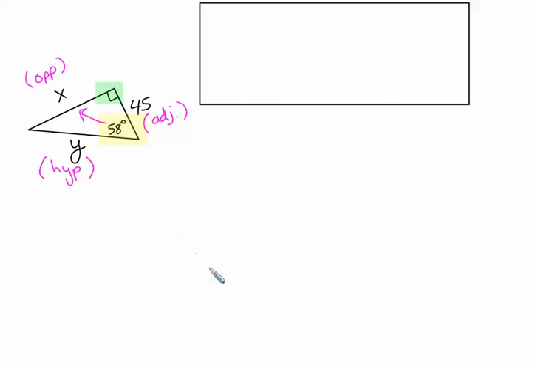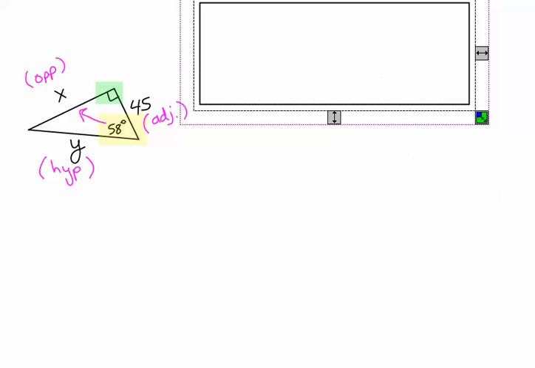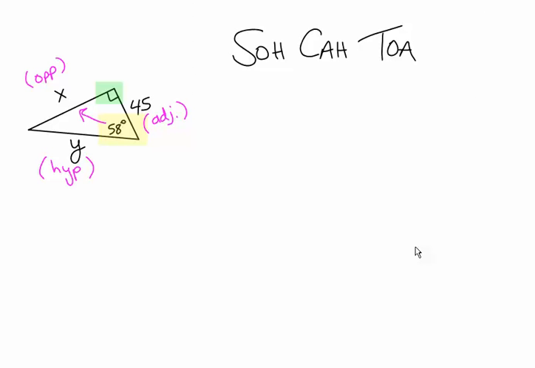Once we have those items labeled, we need to remember the mnemonic device to help us with trig ratios, SOHCAHTOA, where the first letter stands for the item. So sine is the opposite over the hypotenuse, cosine is the adjacent over the hypotenuse, and tangent is the opposite divided by the adjacent side.